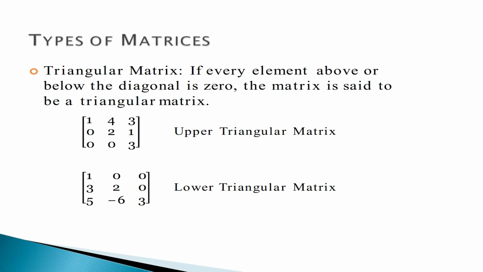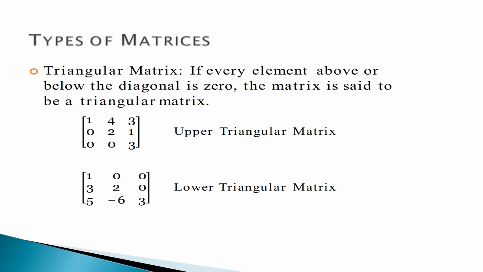Next is triangular matrix. Triangular matrix is of two types: one is upper triangular matrix, another is lower triangular matrix. What is upper triangular matrix? In a square matrix, if the leading diagonal elements and the elements above the leading diagonal are non-zero and other elements are 0, it is known as upper triangular matrix.